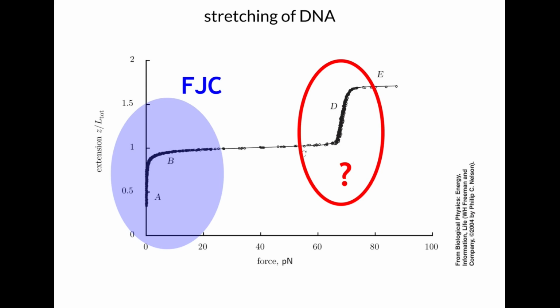At the very end of this first part, we will also get back to the observations of the force extension of DNA, where it has been reported that at 65 piconewton there's a dramatic change happening. That we will be able to explain by the models that we develop for protein folding.